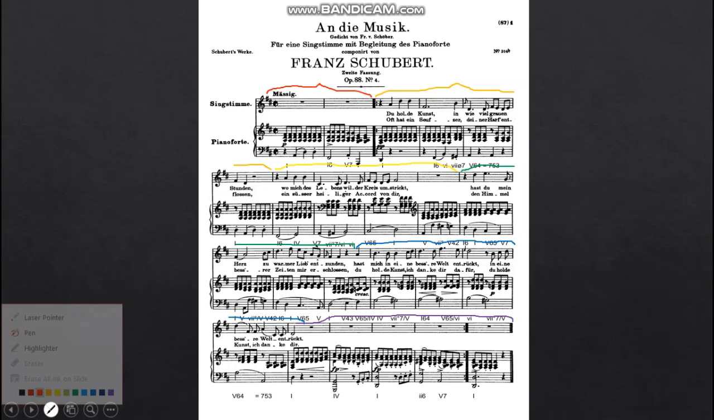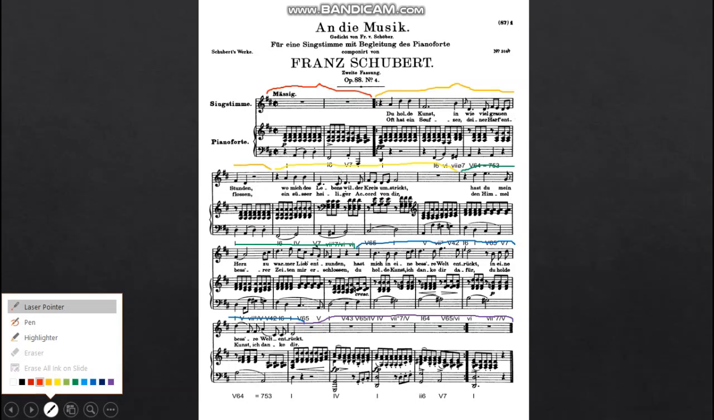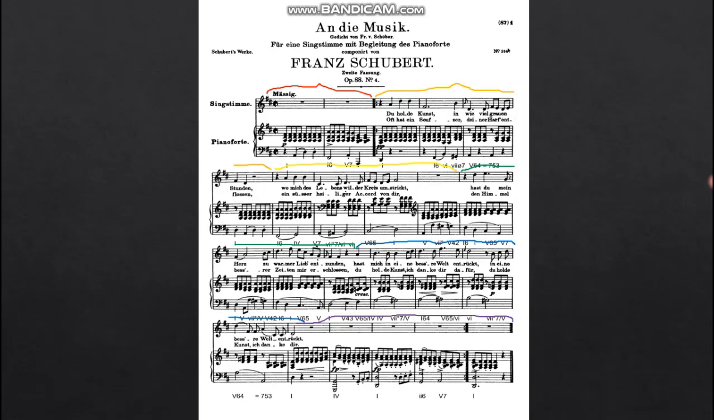So my crudely drawn rainbows that I have here are just highlighting the phrase structure a little bit. Let me get my pointer. So the piece, I called it ABCD form. All of the phrases are different enough that I consider them completely different phrases with no real variation on each other, although they do have a similar contour.